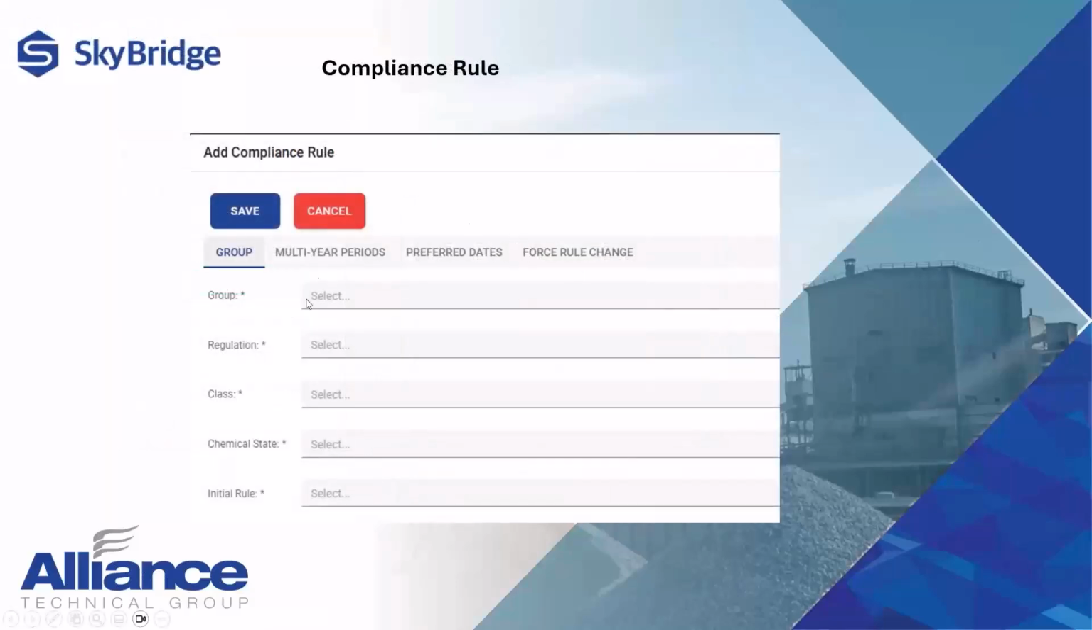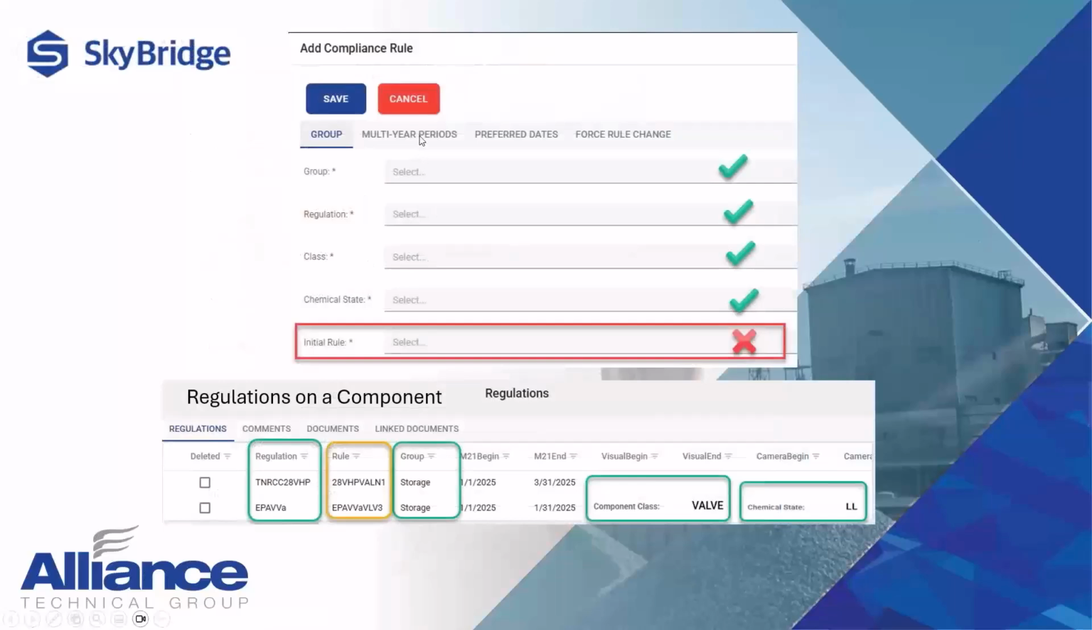Now, meaning that in the compliance rule table, you have to populate the group, the regulation, the class, the chemical state, and the initial rule. Whatever's on the component, it has to match what's in the compliance rule table. And I know many of you have gotten that initial rule missing. This other screenshot here is going to show you. Now, this is on the component.